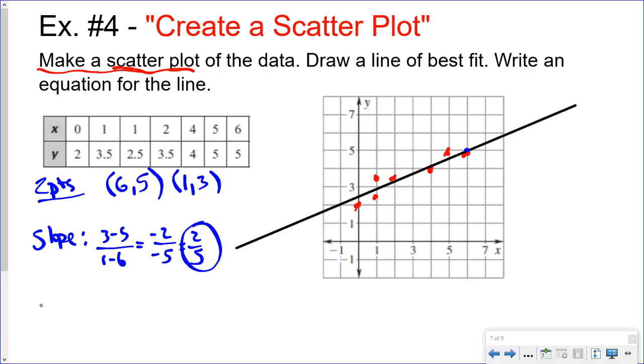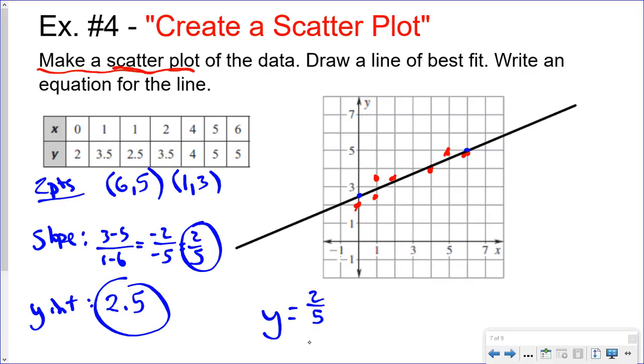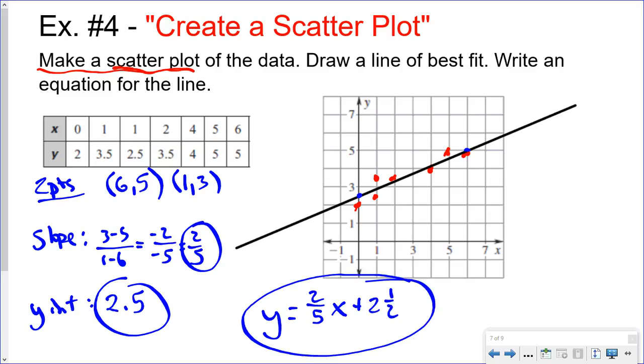Finally, I look for my y-intercept. My y-intercept is right here. I'm going to estimate that. This is 2, this is 3. This is going to be 2.5. Okay? So when I write my equation, it's going to say y equals 2/5, or I could say 0.4 if I wanted to, 2/5 x plus 2.5. And that is the equation of my line.